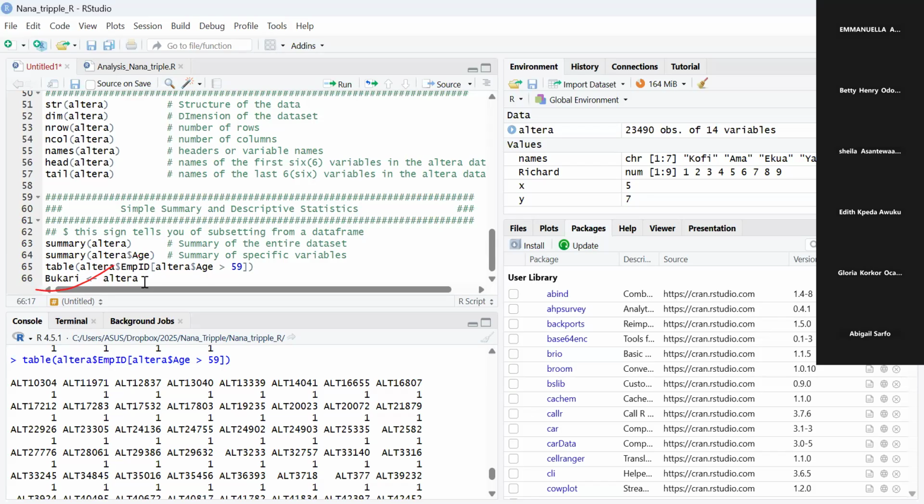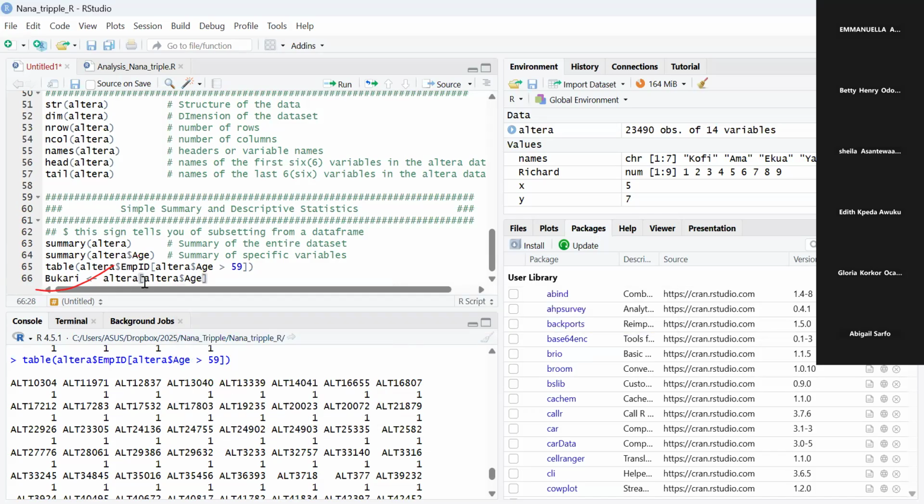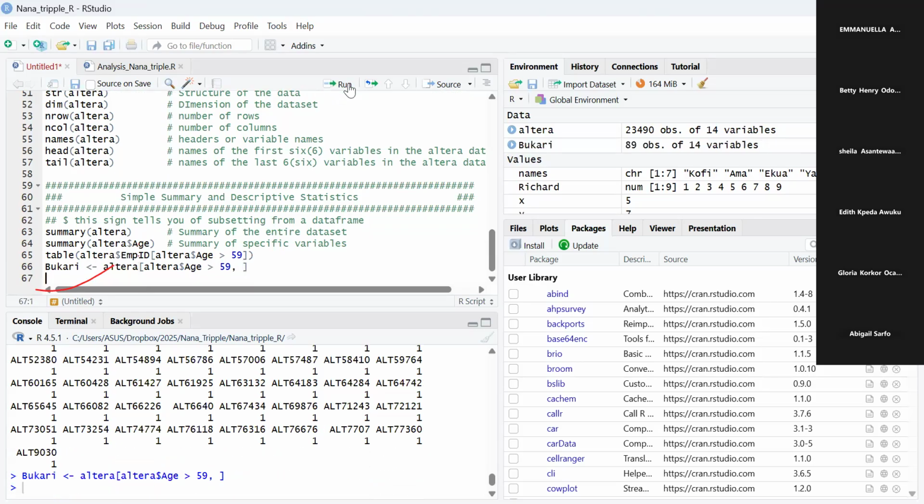Nobody will ask me any question. Altera, I want age, where's my age? We said it should be greater than 59, right? Greater than 59. So I ran it. Can you see Bukari?